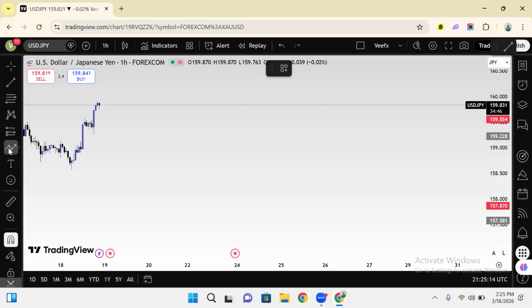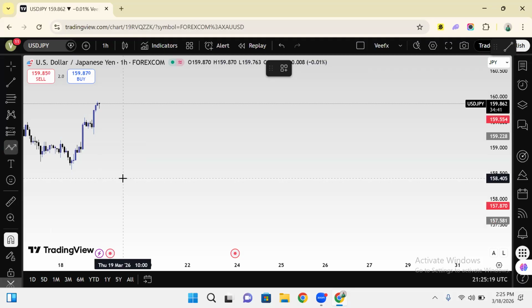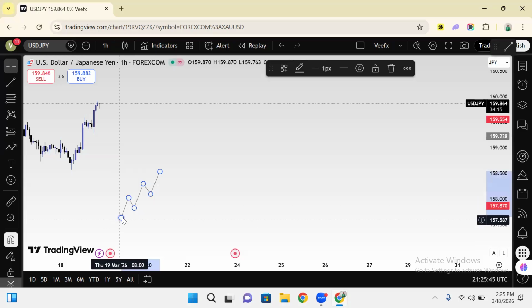Now, how do you spot a market structure shift? The most important thing first is that you should know the structure of the market. You should be able to identify and mark out your structure. Now, this is how the market moves, right? Like I said earlier, the market moves in three ways: uptrend, downtrend, or ranging. But we pay attention mostly to an uptrend or downtrend market, right? You always want to know how to be able to mark a higher high and a higher low for an uptrend.